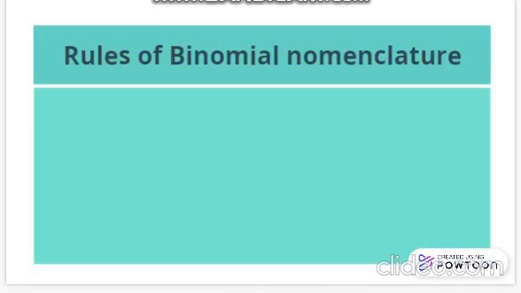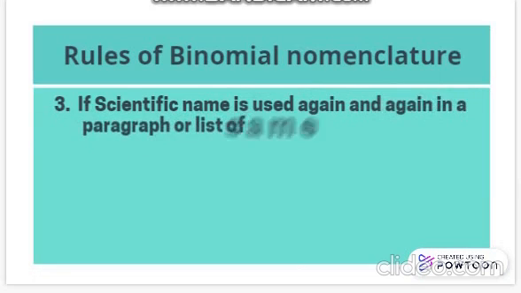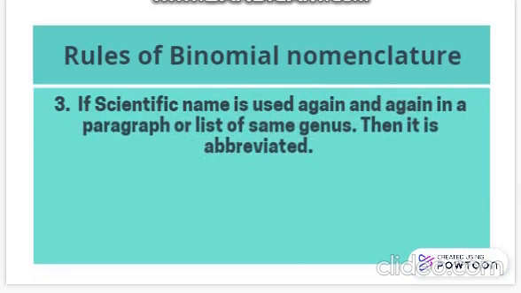The second rule is whenever we type or write a scientific name, the first name, that is the generic name, always begins with a capital letter, while the second name, that is the species name, is never capitalized. As you can see here, in Allium cepa, A is capitalized while c is not. The third rule is if the scientific name is used again and again in a paragraph or a list of the same genus, then it is abbreviated. As you can see here, Allium is abbreviated to A, and you can write the name like A. cepa.